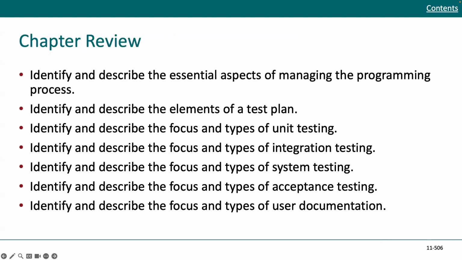Okay, well, that's the synopsis of this chapter. Let's just do a review. We identified and described the essential aspects of managing the programming process. We looked at identifying and describing the elements of a test plan. We identified and described the focus and types of the unit test. We looked at the focus and types of the integration test. We looked at the focus and types of system test. We looked at the focus and types of acceptance test. And finally, we looked at the focus and types of user documentation.